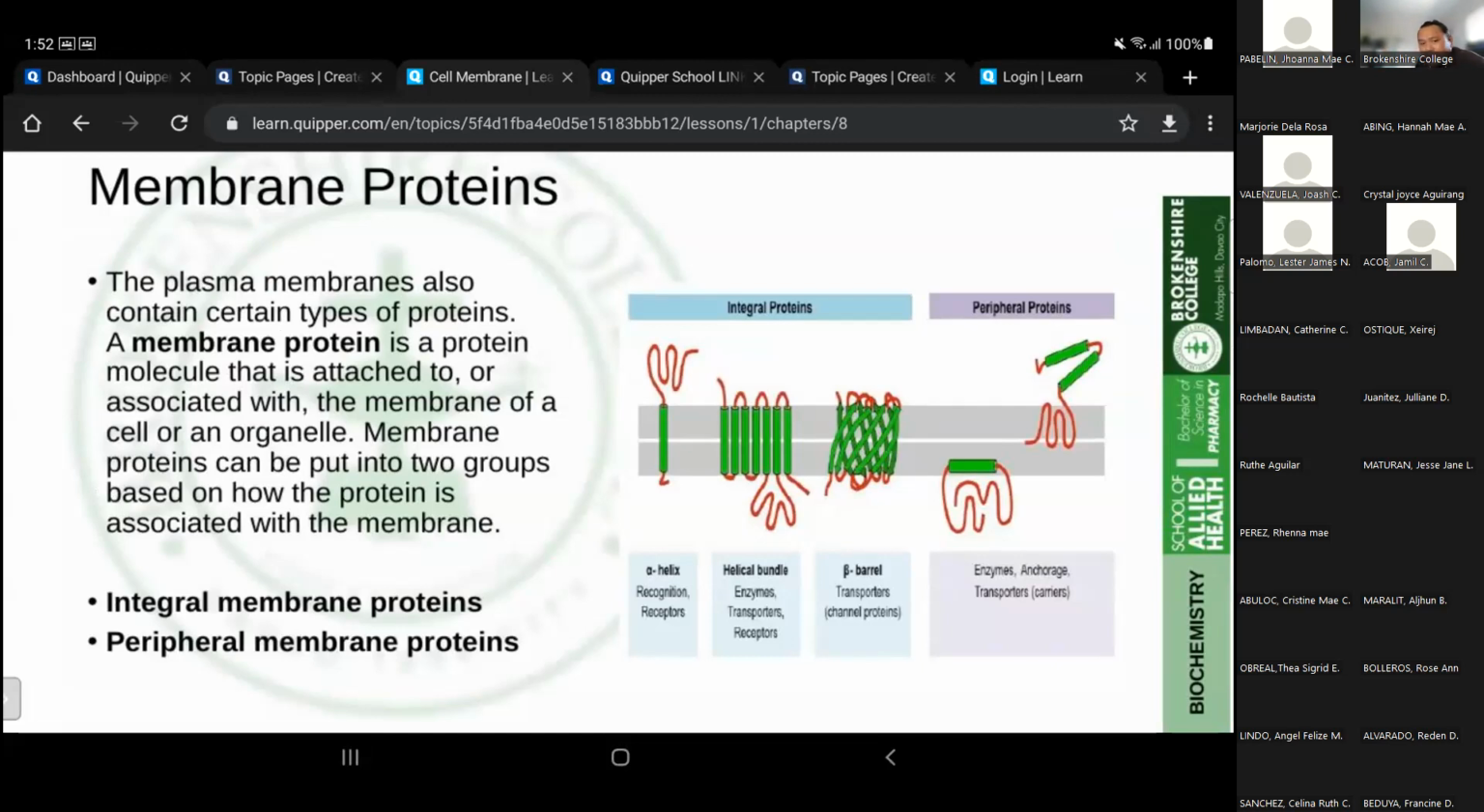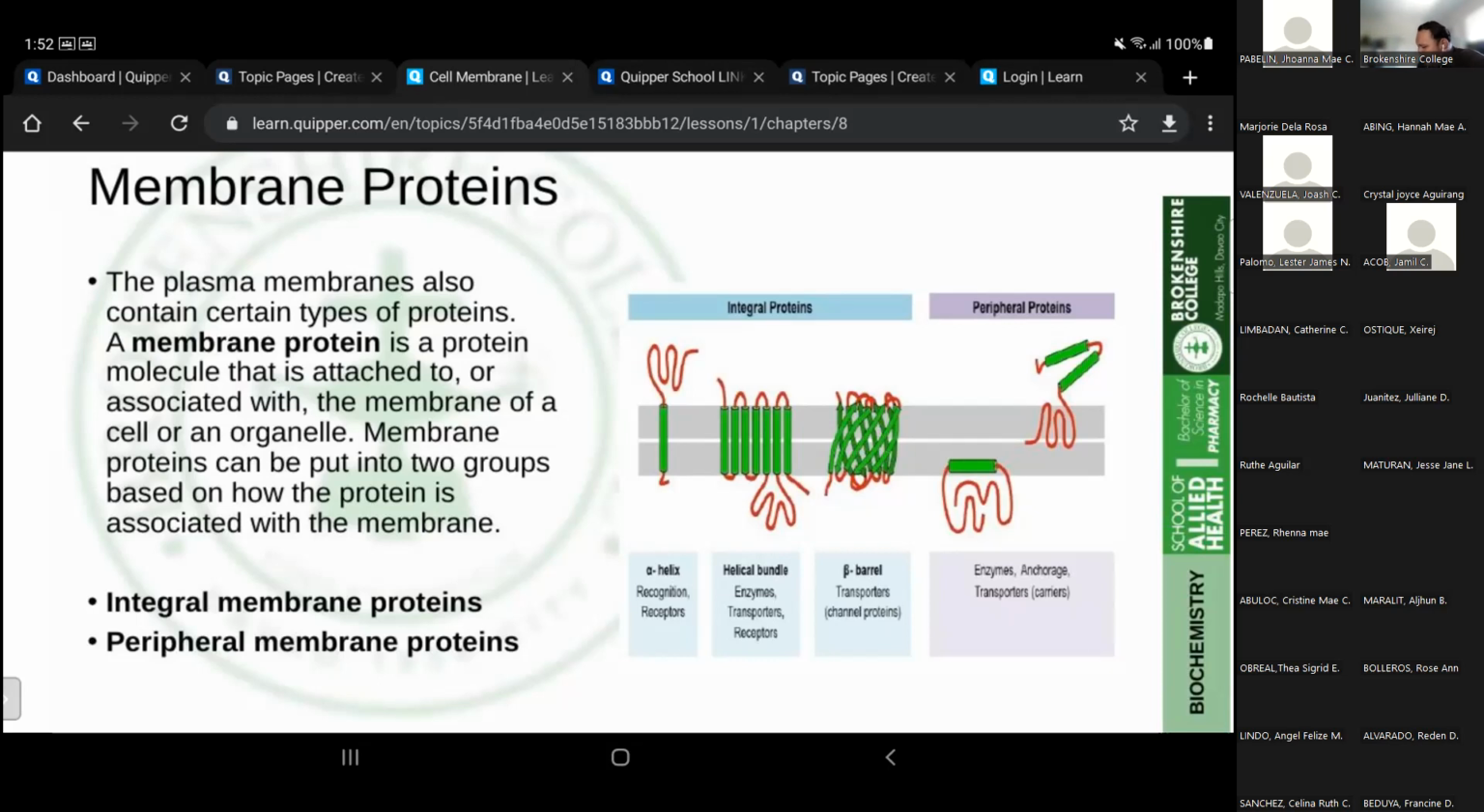The next is the beta barrel. They act as transporters as well. They act as channel proteins. So it allows transport again of molecules in and outside of the cell. So that is your beta barrel, as an example of an integral protein.